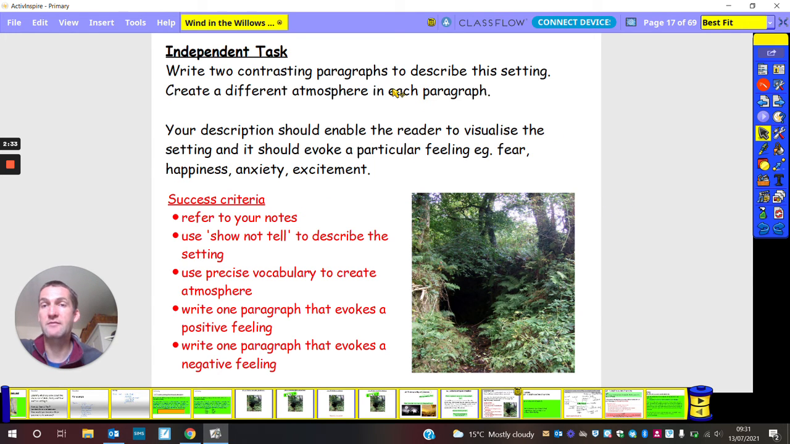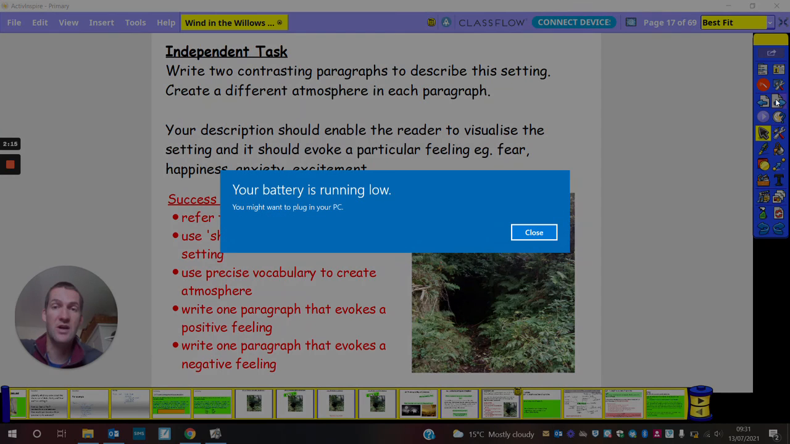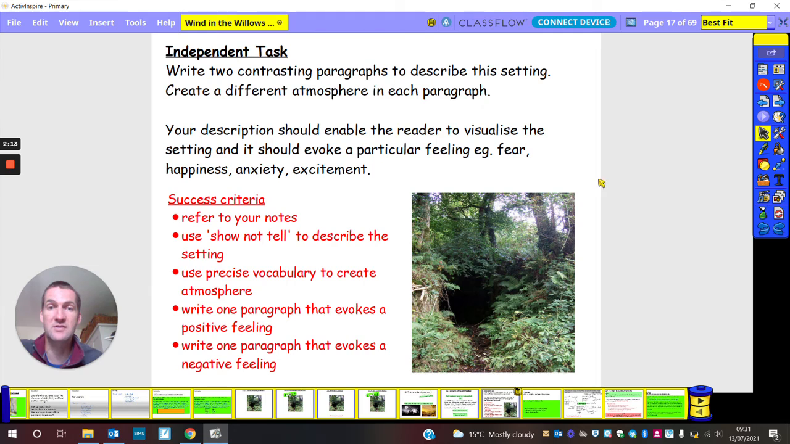So then I'd like you to have a go at trying to write two contrasting paragraphs based on the picture that you've been writing things about. One of the paragraphs evokes a positive feeling, somewhere that you don't mind being. The other one evokes a negative feeling. So have a go and try and write a good paragraph for each, trying to describe both of those atmospheres for me.